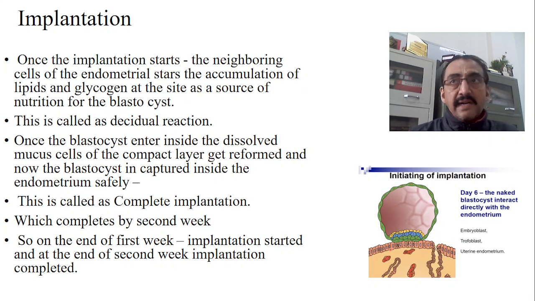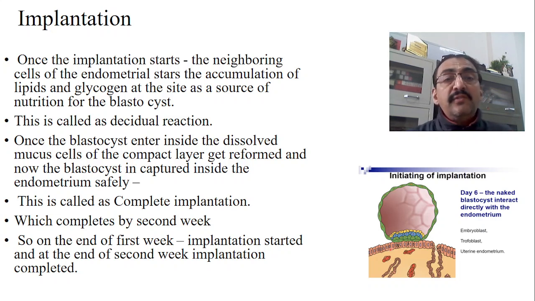Once the implantation starts, the neighboring cells of the endometrial layer start accumulating lipids and glycogen at the site as a source of nutrition for the blastocyst. This is the second step. The implantation has now started; this is the initial part, and complete implantation has not taken place so far. This nutrition is for 1 or 2 days. The blastocyst is still not completely implanted, so till then it needs energy and nutrients, provided by the lipids and glycogen from the surrounding endometrial cells.